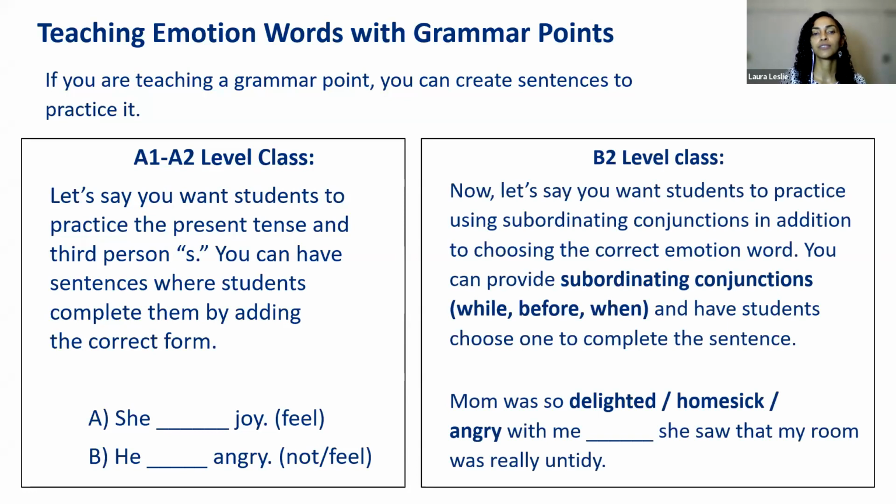addition to choosing the correct emotion word. You can provide students with subordinating conjunctions like while, before, and when, and then have students choose one to complete the sentence. So Mom was so delighted, homesick, angry with me, blank, she saw that my room was really untidy.